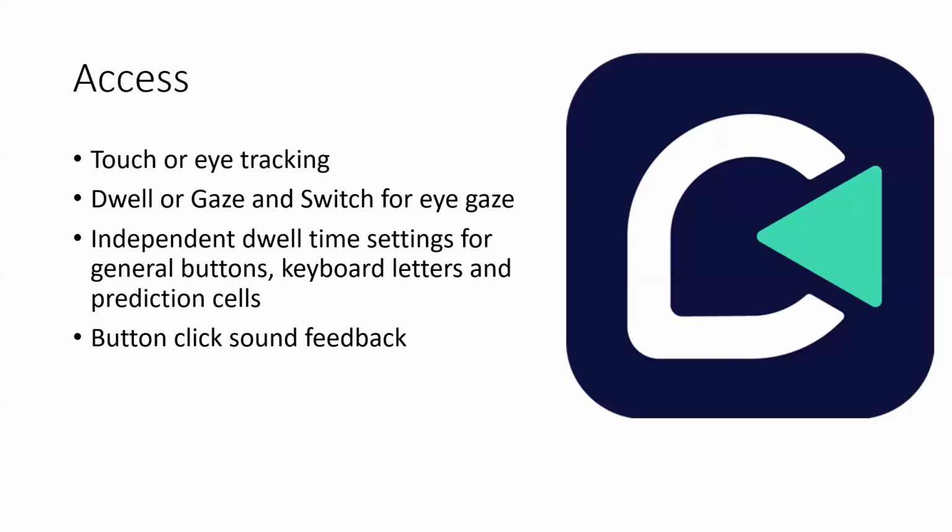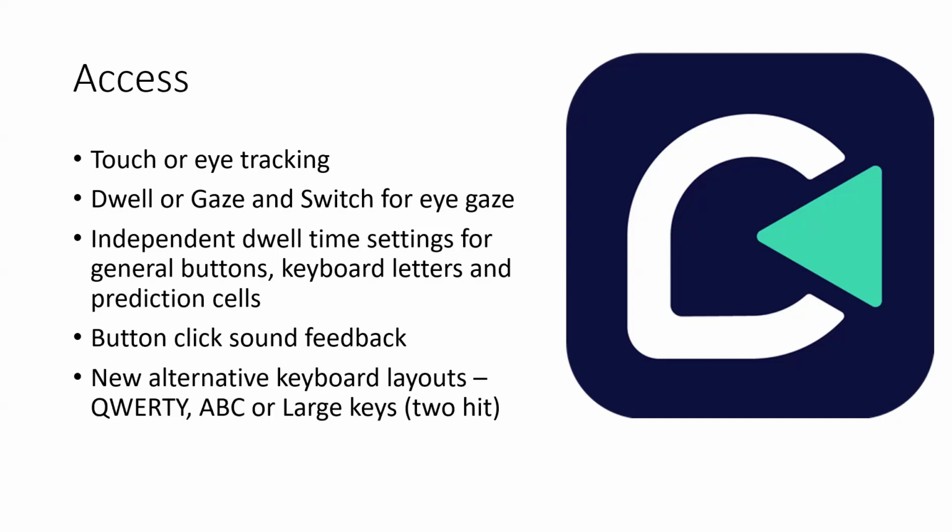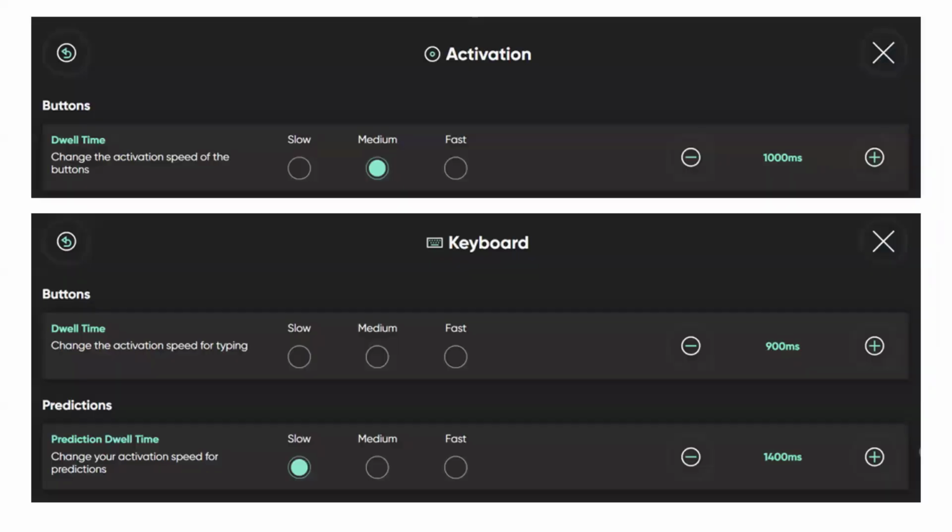I don't know if you've heard, but one of the options you can have as well to just reassure you you've made a selection is the button click feedback sound. So it clicks when you make a selection. So sometimes people don't dwell on a button long enough, but that little click when people are first starting can be helpful for that reassurance. And then in TD Talk, we've now got alternative keyboard layouts, QWERTY, ABC or a two-hit large keys keyboard.